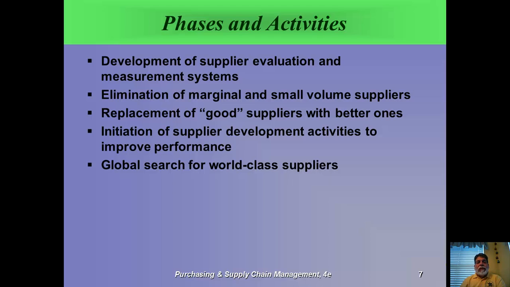They may not think it's good for them, but they're probably not giving you the best attention as you require. And then you may even start working at replacement of good suppliers with better suppliers. And then you start working on supplier development activities to improve performance even better. The final bullet, and this may be unreachable at the very get-go for a lot of companies, is a global search for world-class suppliers. This may be something that happens a few years later. But anyway, it is part of the activities or phases to do in this process.